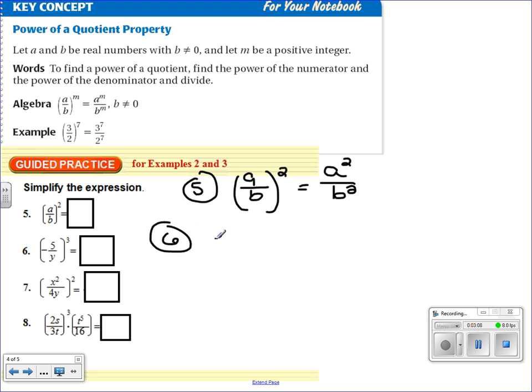Problem 6, I have negative 5 divided by y, all of this raised to the 3rd power. Negative 5 to the 3rd power. Negative 5 times negative 5 is 25. 25 times negative 5 is going to give me negative 125 divided by y to the 3rd power. Again, final answer, no further simplification needed, negative 125 divided by y to the 3rd.